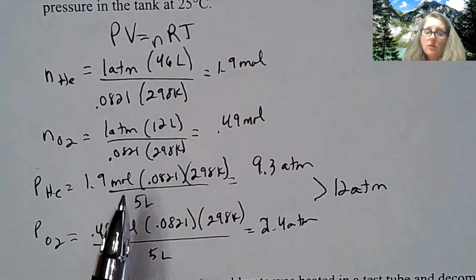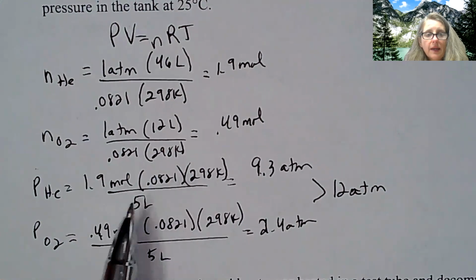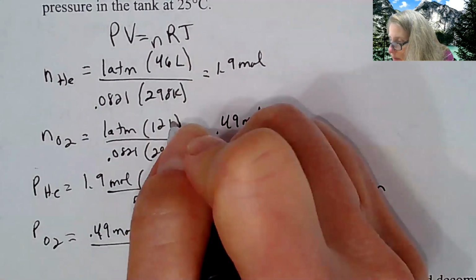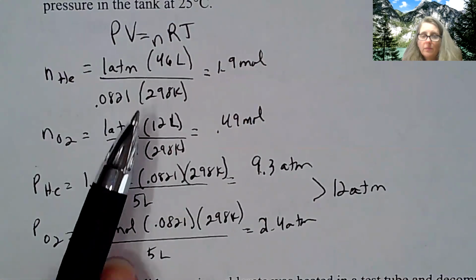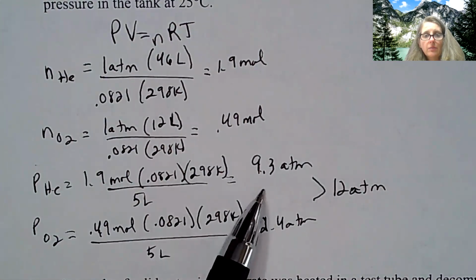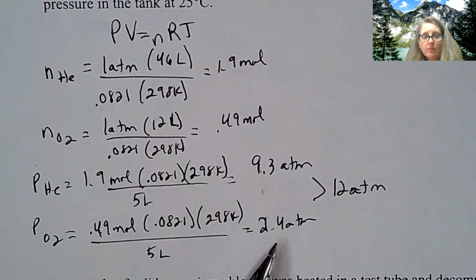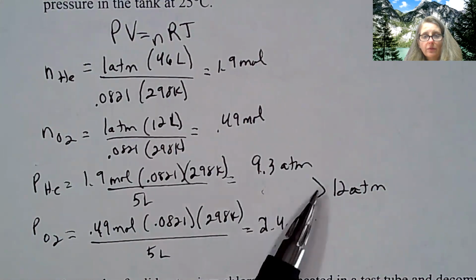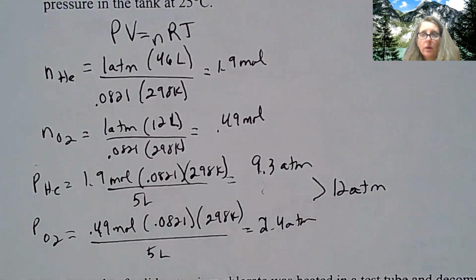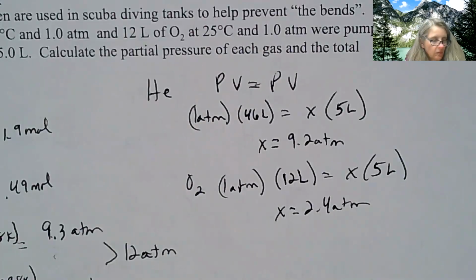Then, once I find the number of moles, I can find their individual pressures. I plug it back into PV equals nRT, but now we're putting it into a 5-liter container. Here we were talking about the volume before, and now we're putting it into a 5-liter container. So I end up with a pressure of helium of 9.3, pressure of oxygen about 2.4, so the total pressure in the tank is about 12 atmospheres. So that's one way you could do it, with two steps to it. Let me show you the next way.